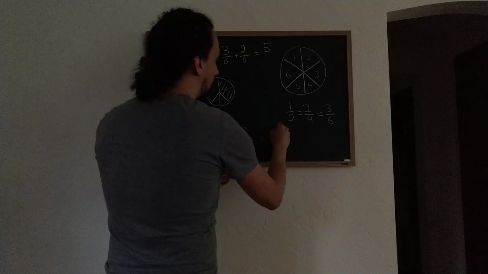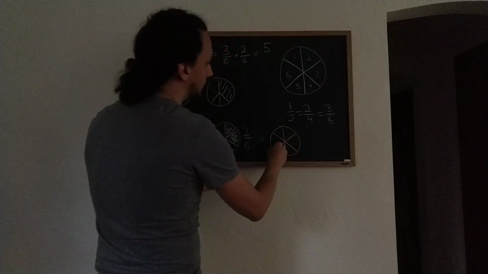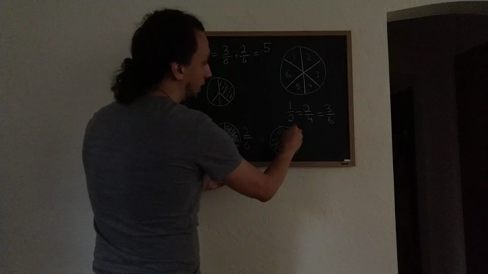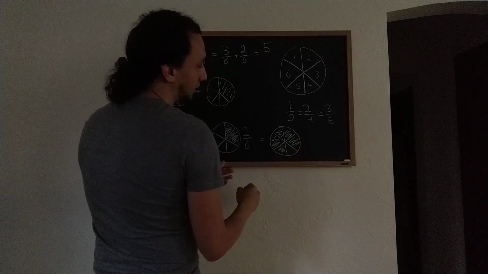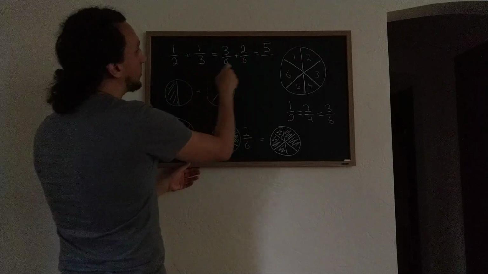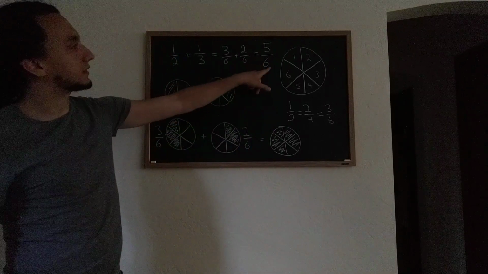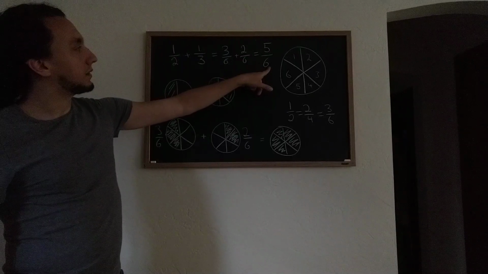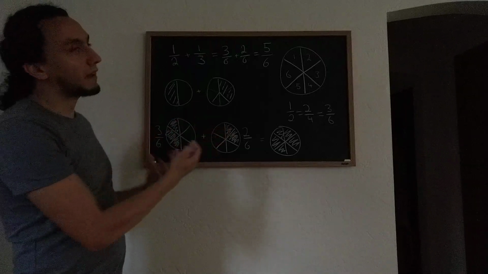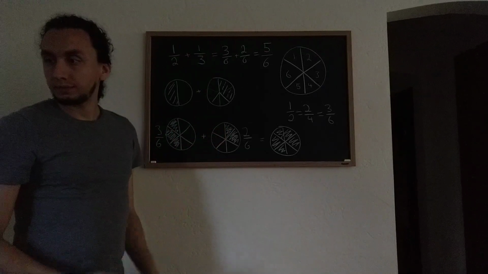So if I were to draw it, I'm dividing it into my 6 pieces. I've got 1, 2, 3, that's my half. And then 2 more, that's my third. So that tells me that 1/2 plus 1/3 is the same as 5/6. Okay, so this is a beginning of how to think about fractions and how to add them together.